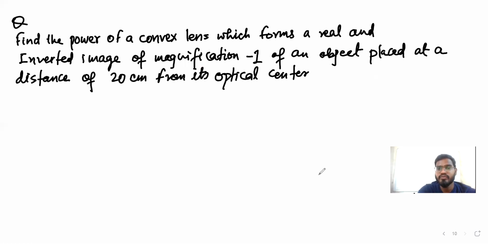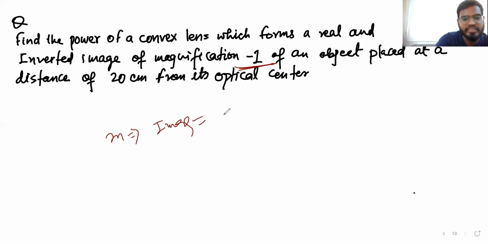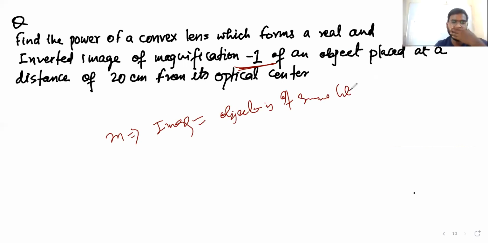Find the power of a convex lens which forms a real and inverted image of magnification minus 1. Again, what does magnification minus 1 identify? The object and image are of the same height. The same height in the sense it is placed at C. It is minus, minus means what?